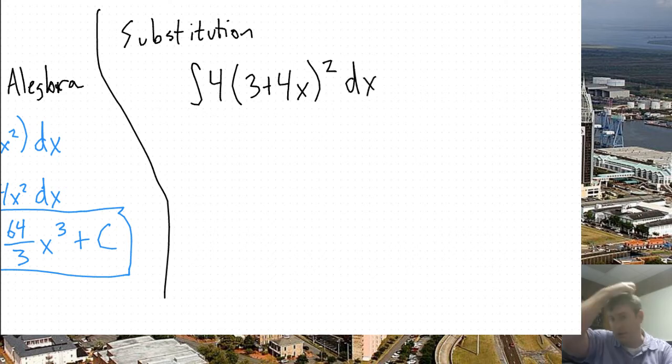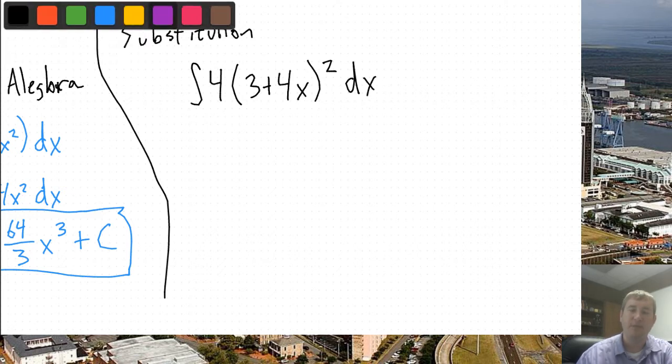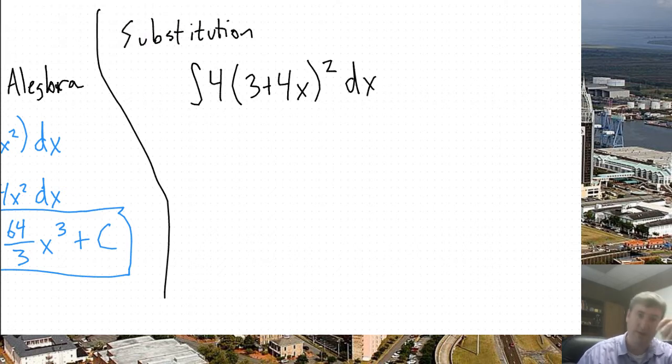And when doing a problem involving substitution, it's all about finding out what your u is going to be. Usually, if you think that substitution is the way to proceed, you're going to want to find the most complicated innermost function. In this case, I see a 3 plus 4x that's being squared completely. And seeing all that together makes me think, let's let u equal 3 plus 4x.